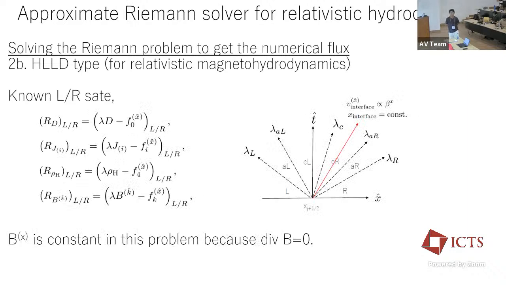So let's calculate the coupled state. We start from the left and right state. This is a known state. Let's define R something by this quantity. F is a physical quantity, and lambda is the wave propagation speed. The right-hand side quantities are known quantities given an initial condition. You know these quantities, right? And this is just an x direction problem. So in this problem, Bx should be constant because of the divergence-free condition.